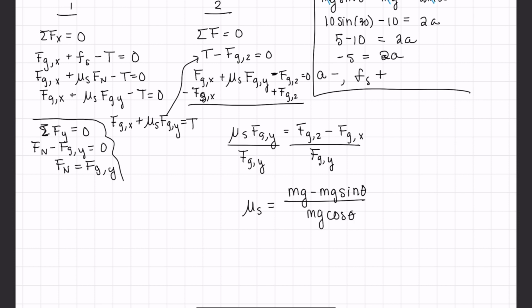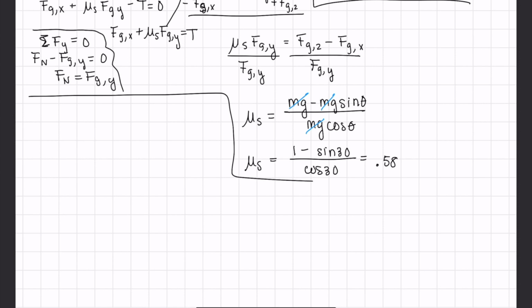So we got a lot of cancellations. Each term has an mg in it, so we can cancel both those out. And we'll be left with mu s is 1 minus sine 30 over cosine 30. And this is going to be equal to 0.578. Probably only need 2 sig figs actually, and I rounded that wrong. My bad. That'll be equal to 0.58.